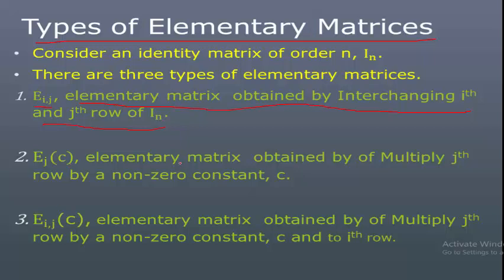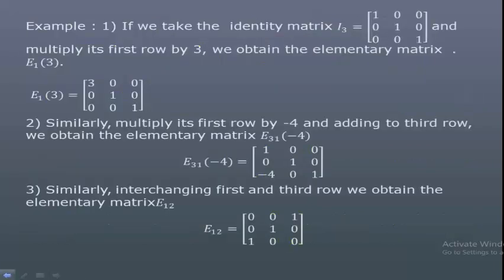Ej(c) is the elementary matrix obtained by multiplying the jth row by a non-zero constant c. Keep in mind, this c must be non-zero. Eij(c) means the elementary matrix obtained by multiplying the jth row by a non-zero constant c and adding to the ith row. These are the only three types of elementary matrices.